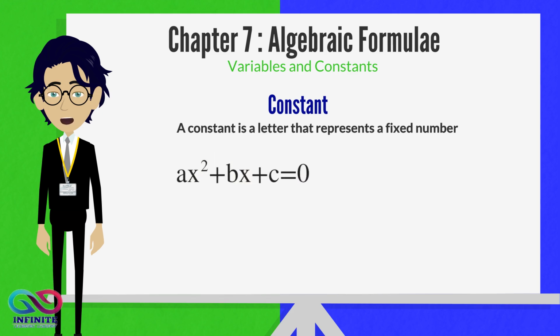Let's look at a quadratic equation, so you can understand constants better. According to the equation, a, b, and c are the constants because their values are fixed, while x is the variable because its values can always be different.